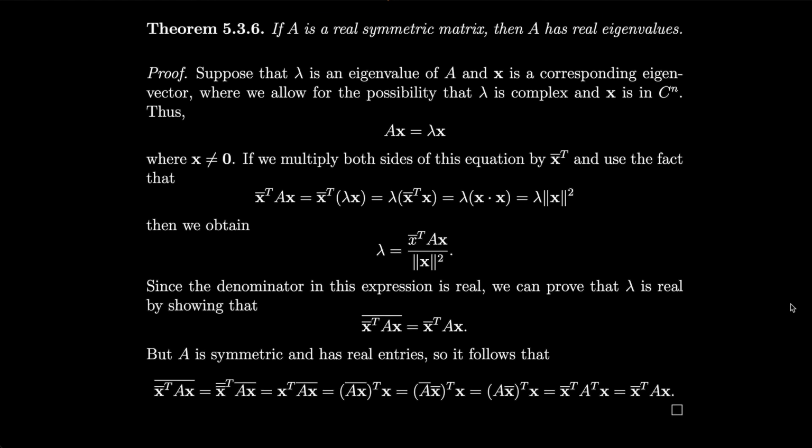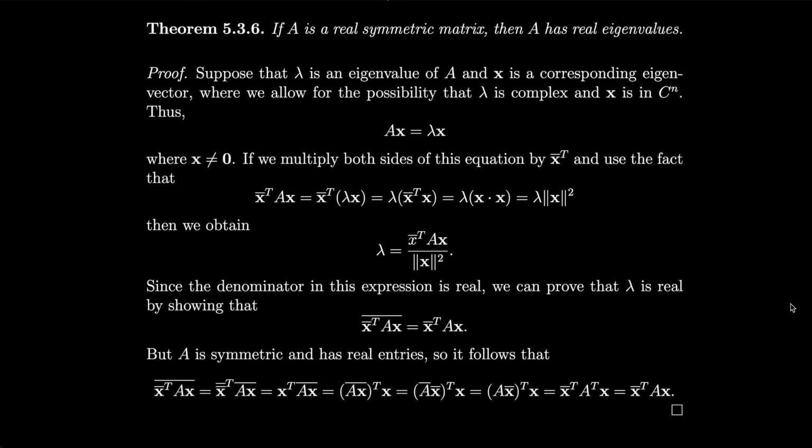If A is a real symmetric matrix, then A has real eigenvalues. Let's prove this. Suppose that lambda is an eigenvalue of A and x is a corresponding eigenvector, where we allow for the possibility that lambda is complex and x is in Cn. Therefore, we have Ax equals lambda x, where x is not equal to 0.